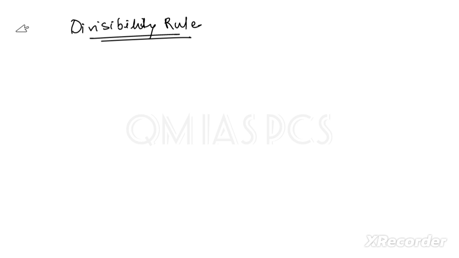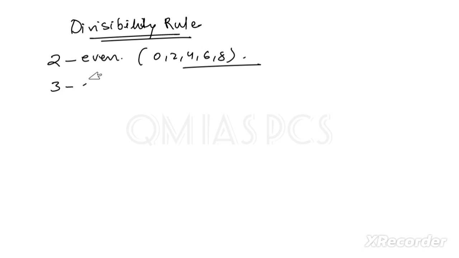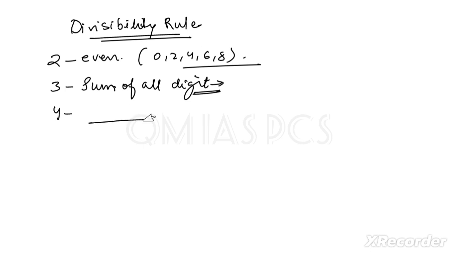For 2, the number should be even. Even means the unit digit should be 0, 2, 4, 6, 8. For 3, take the sum of all digits, and that should be divisible by 3. For 4, we see the last 2 digits, and if the last 2 digit number is divisible by 4, then the number is divisible by 4. I'm not writing everything, I'm just saying. You just listen and understand.